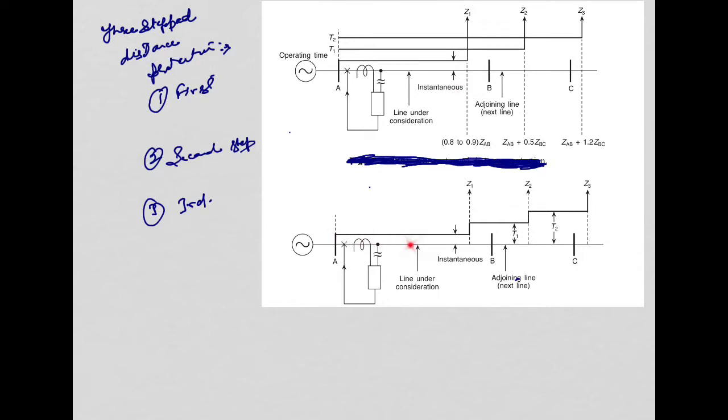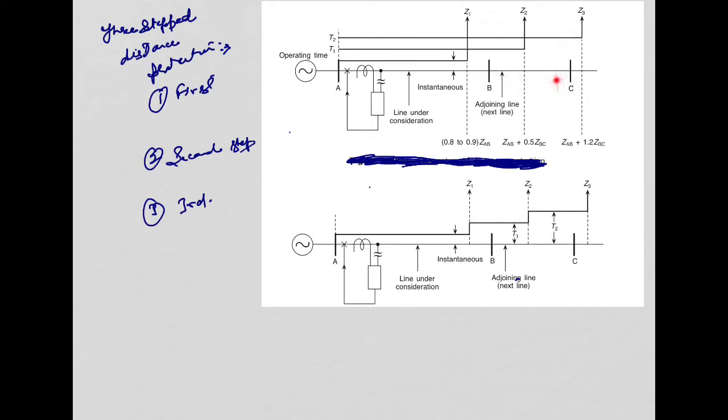Similar is the case that the first protection is up to 70 to 80% of the line section. Now the second step is required to provide the primary protection to the remaining 20%, or 20 to 10% of the line which is left out in the first step. In addition to it, it is set to cover about 50% of the next line section.